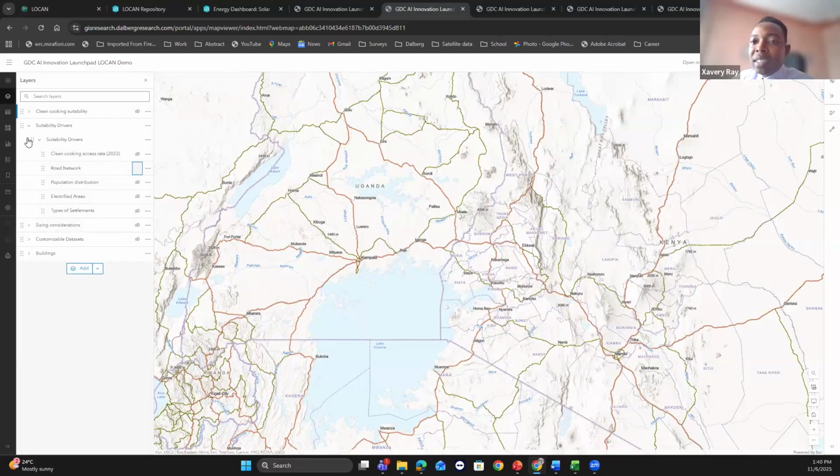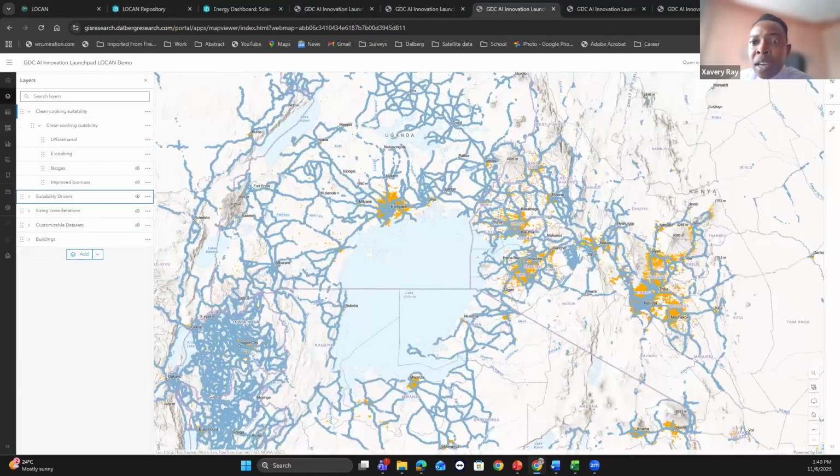When we combine these layers, we start to see where different solutions fit. For example, urban electrified towns are better suited for electric cooking, while peri-urban or rural areas close to roads are ideal for LPG distribution. Once we know where clean cooking is suitable, we then estimate how big the opportunity is.